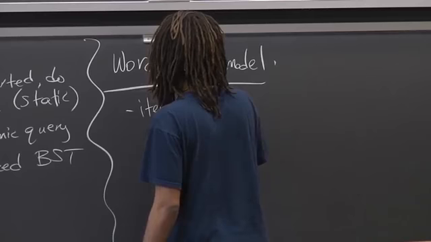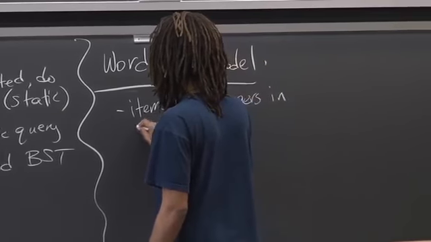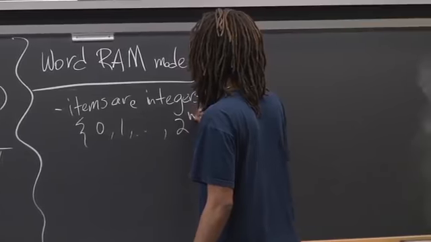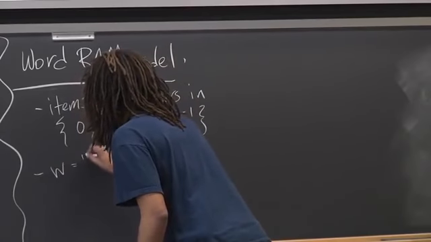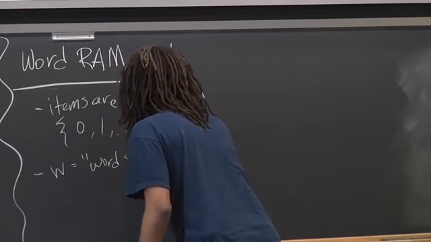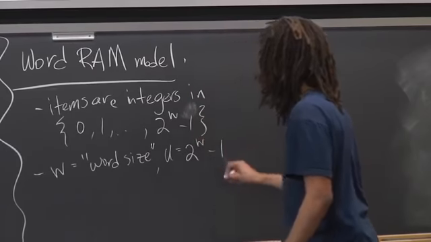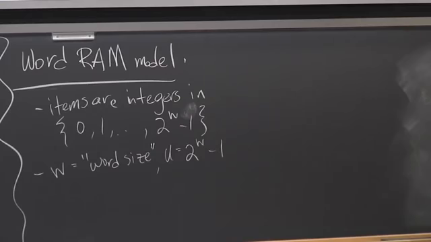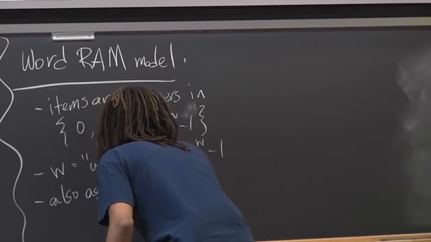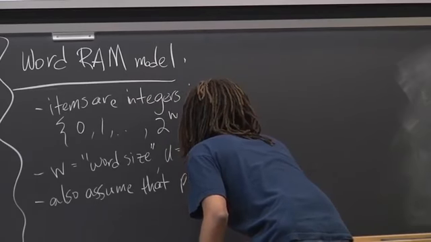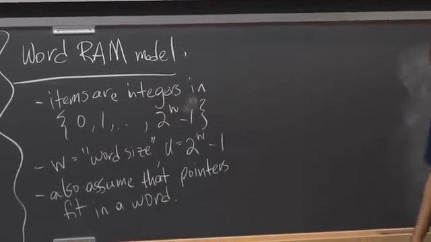So items are integers in the range from 0, 1, up to 2 to the w minus 1. Okay. And w is the word size. And the universe size u is 2 to the w. So the largest item is 2 to the w minus 1. Okay. And we also assume that pointers fit in a word. Okay.